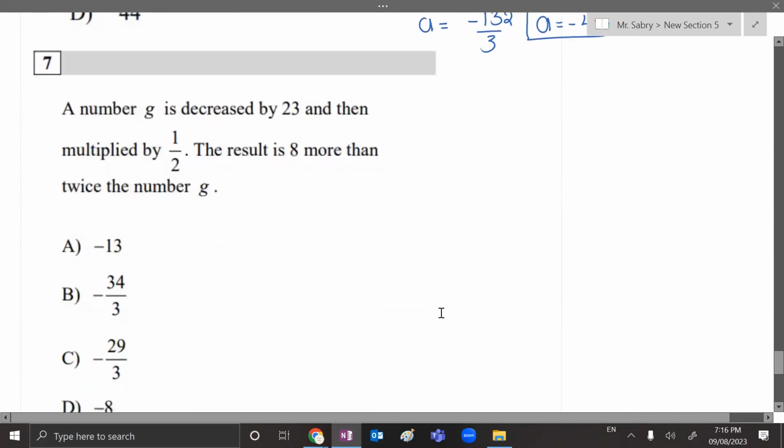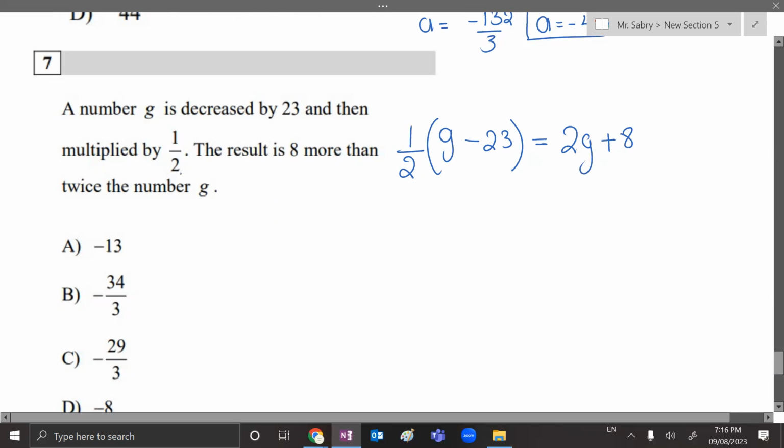Moving on to number 7. A number G, so G is decreased by 23, so minus 23. And then multiplied by half. What is multiplied by half? The result. So this whole thing should be multiplied by half in a bracket. The result equals 8 more than twice the number G, meaning 2G plus 8. So again, it's a literal translation, step by step.